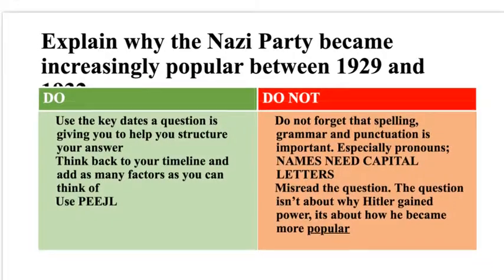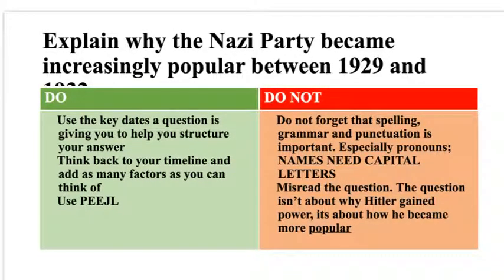A couple of do's and don'ts. Make sure that you use the dates in the question. If they've given you 2 dates as an example, you need to be using those in your answer. Do not tell me something from 1923, and do not tell me something from 1933, because they are not your question dates. Think back to your timeline and add as many factors as you can to your answer. But a word of caution here, it's a 6-mark question, not a 10-mark question. So we're looking for maybe 2 or 3 strongly formed arguments rather than a giant essay.